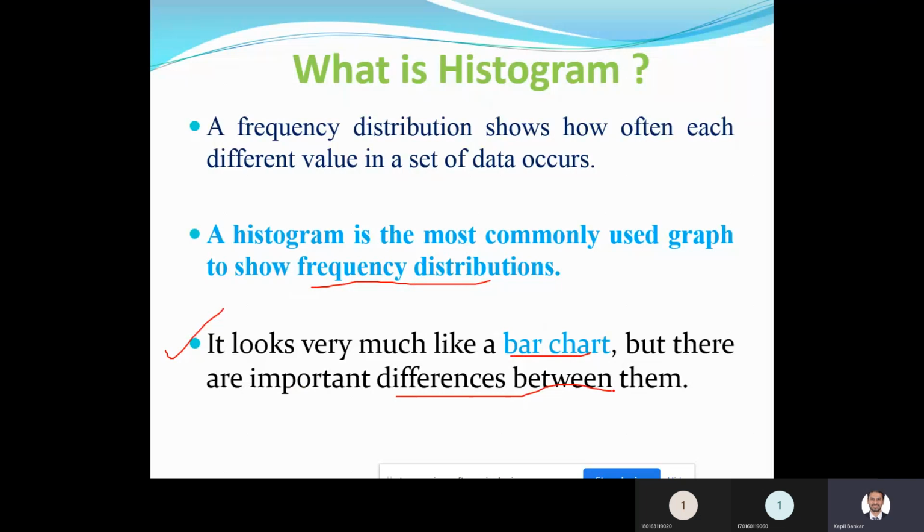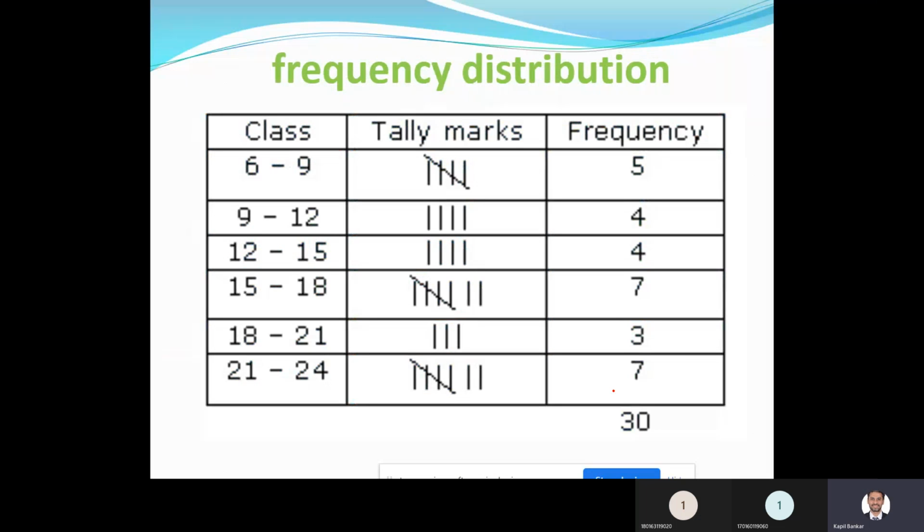As I told you, this is called a frequency distribution. You can create different ranges like this and get the frequency from all the given data. Suppose you distribute your data according to ranges like 6 to 9, 9 to 12, 12 to 15, 15 to 18, 18 to 21, 21 to 24, and get the information from a given data set about how many points are there between 6 to 9.